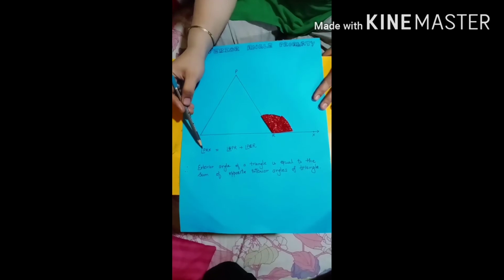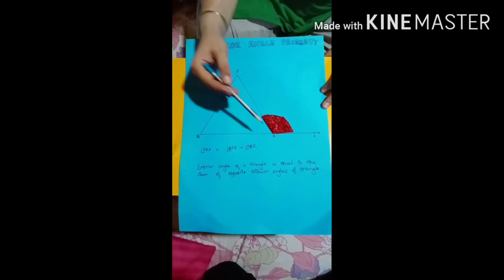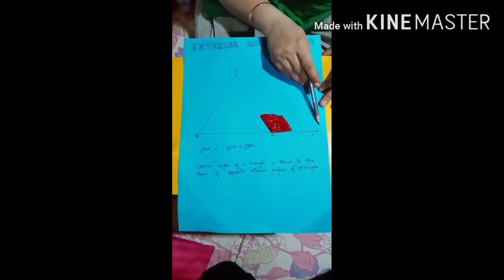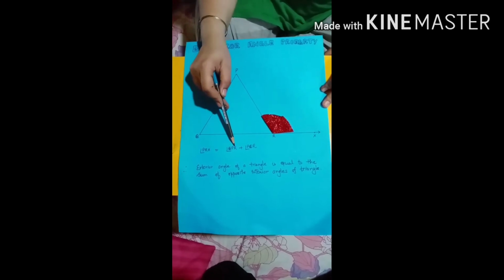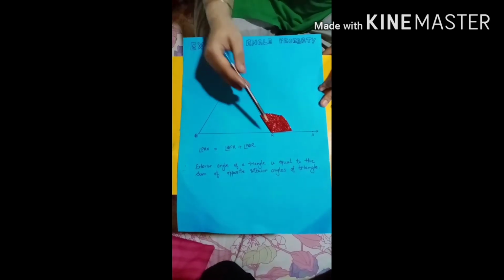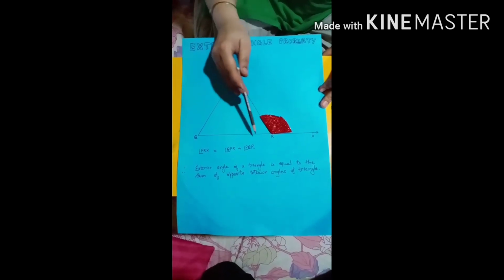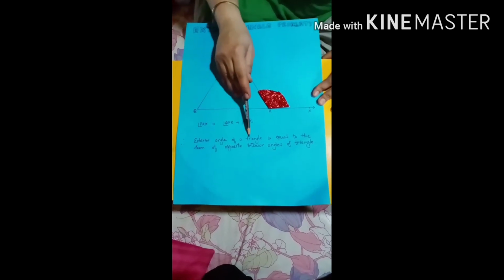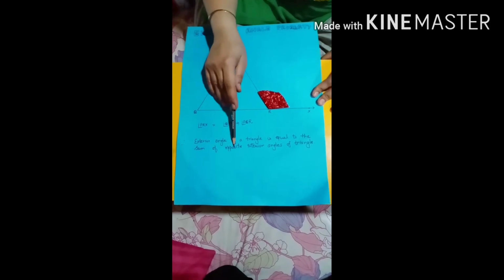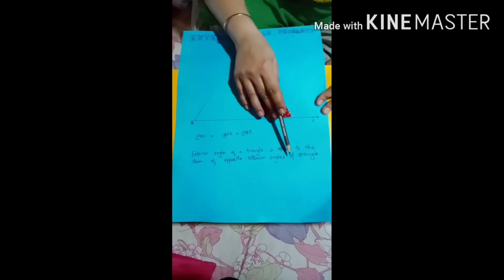Now we say angle PRX, the exterior angle, is equal to angle QPR and PQR. Hence, the exterior angle of a triangle is equal to the sum of the opposite interior angles of the given triangle.